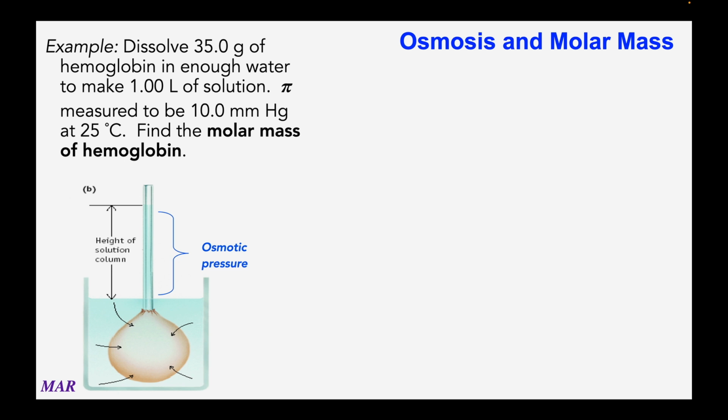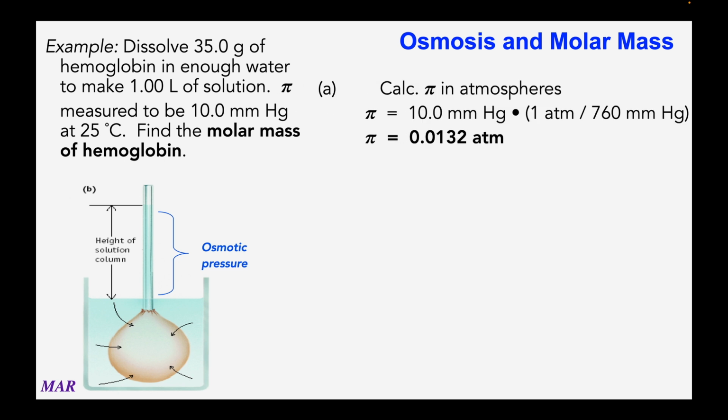But anyway, in this problem we have 35 grams of hemoglobin, which is some big biomolecule, and you're placing it in water. You make a liter of solution, and after it settles, you found that the osmotic pressure pi is measured to be 10 millimeters of mercury at 25 Celsius. You can use this information to calculate the molar mass of the hemoglobin. So again, 10.0 millimeters isn't a huge amount, but it is something that's measurable, and we're going to use that to find the molar mass.